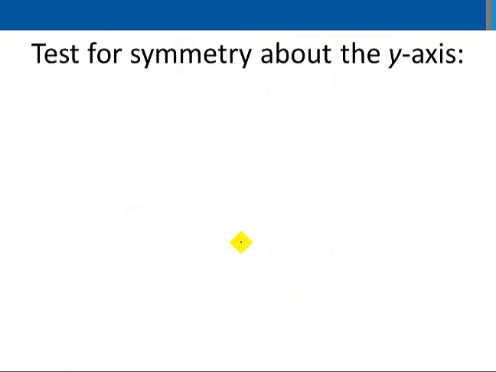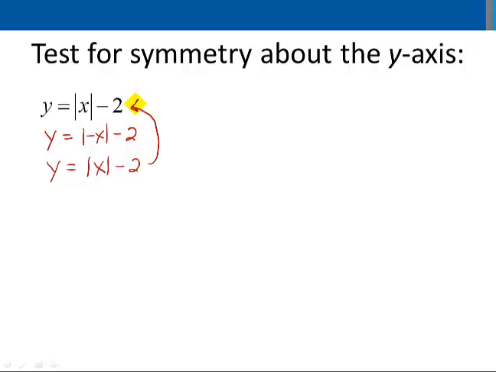Let's try testing an equation for symmetry about the y-axis. Here we have y equals absolute value of x minus 2. We'll leave y as it is, replace x with negative x, and simplify. The absolute value of negative x is equivalent to the absolute value of x, resulting in y equals absolute value of x minus 2, our original equation. Thus, this graph is symmetric about the y-axis.